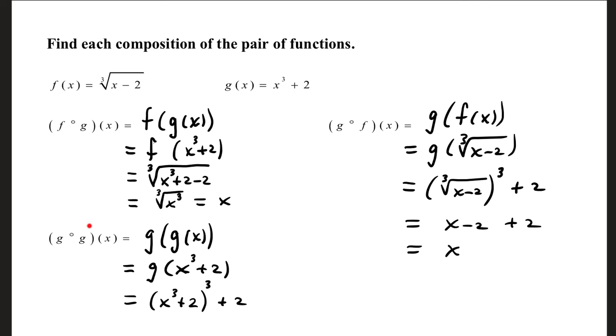G composed of itself, g of x is x cubed plus 2. We're going to take the entire function g and plug it into that little bitty x of itself. We're recycling it. So that's x cubed plus 2 cubed plus 2. If you want to write this out 3 times and multiply it out, go ahead. I would actually just stop here. Once you've made the correct substitution, WebAssign will take that.